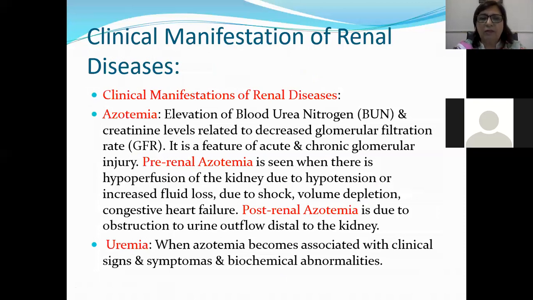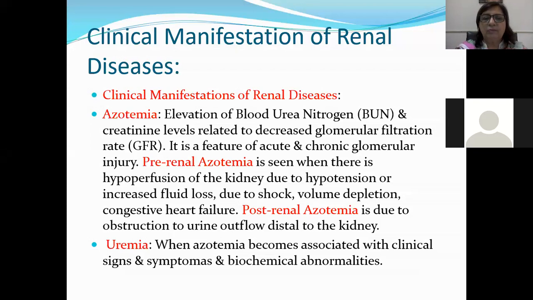There can be pre-renal azotemia and post-renal azotemia. Pre-renal azotemia means when there is decreased blood flow to the kidney or hypoperfusion of the kidney, this can get into the hypotension or decrease in the blood pressure, or increased fluid loss, which also decreases the blood pressure, or in the shock or in the volume depletion. And sometimes in congestive cardiac failure, when the blood is not being pumped by the heart, it can also lead to decrease in the blood flow of the kidney, leading to pre-renal azotemia.